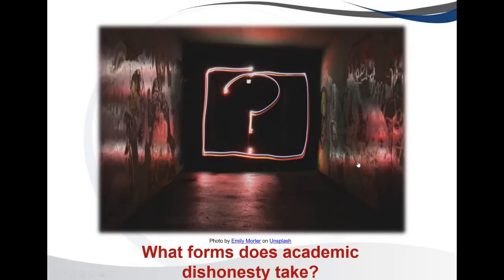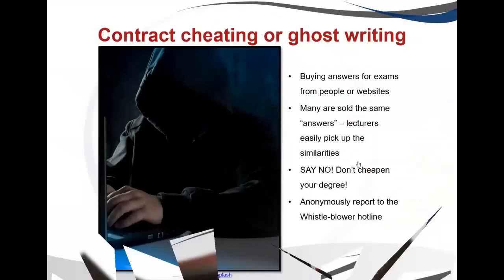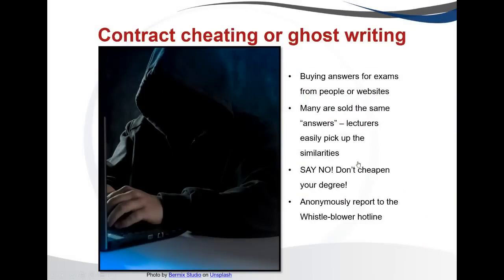Now, this is all well and good, but I still haven't given you some examples of academic dishonesty so that you can take action to protect your degree. There are some forms it can take. Let's start with contract cheating or ghostwriting. Some dishonest people are going to attempt to sell you the answers for exams. This is called contract cheating or ghostwriting.